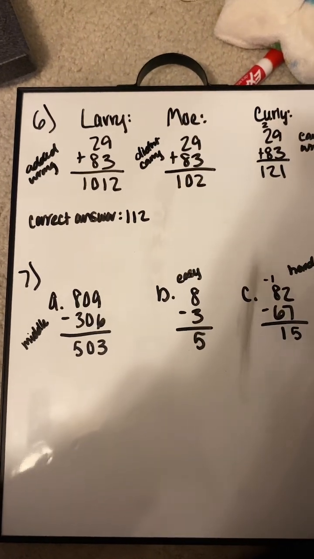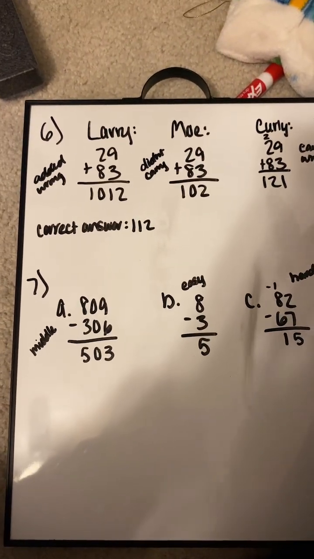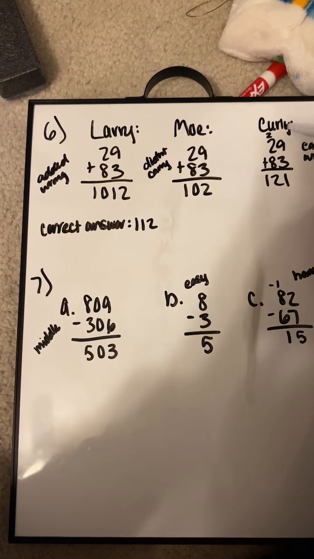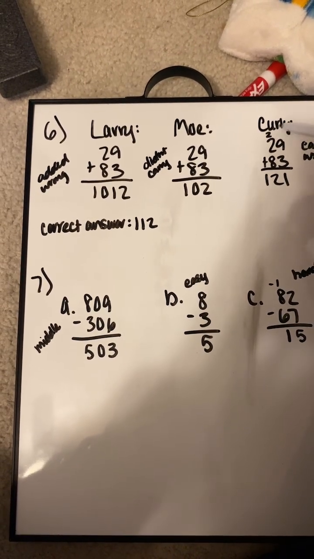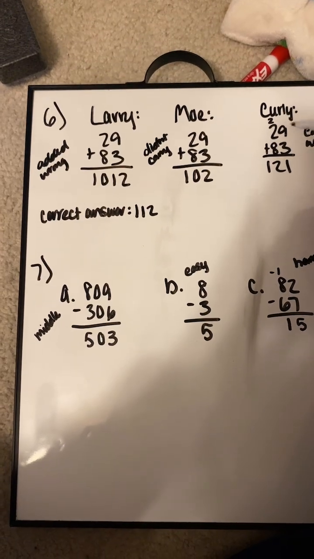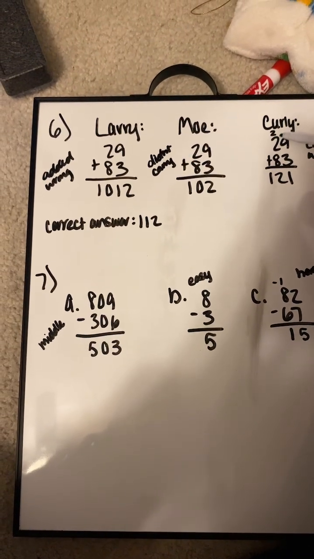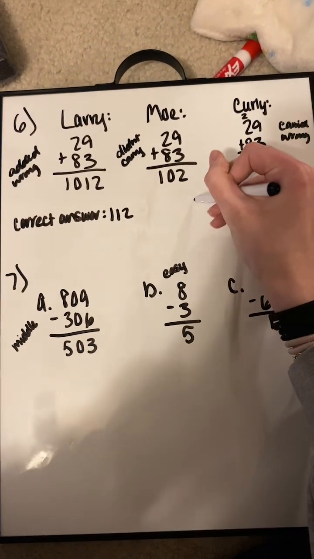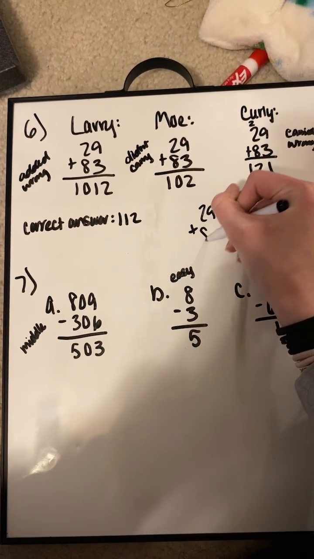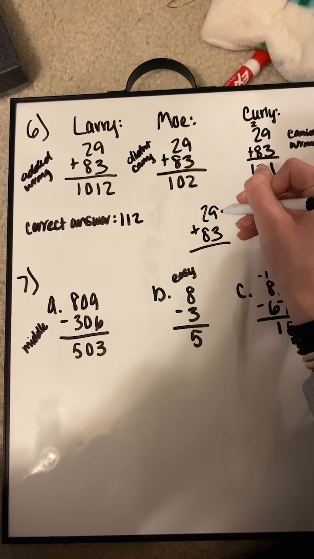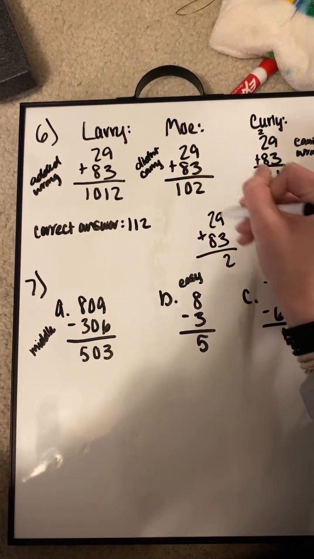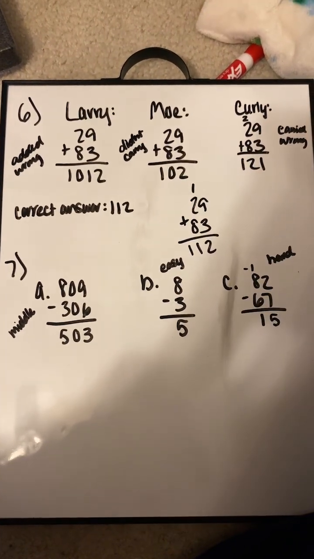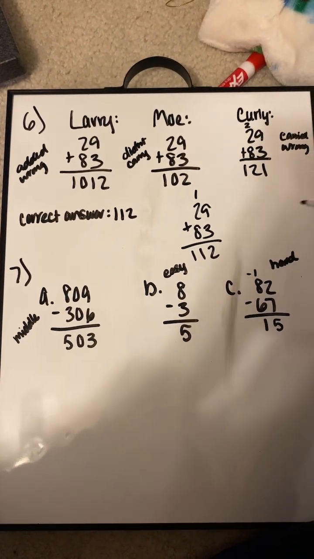And then Curly carried over the wrong number. They added 9 plus 3 to get 12, but they switched these numbers. It should be the 1 up here and the 2 down here. And then they added 4 plus 8 to get 12. So that was also wrong. So how you actually do it is 29 plus 83. It would be 2, carry over the 1, and then 11. So 112 would be the answer.